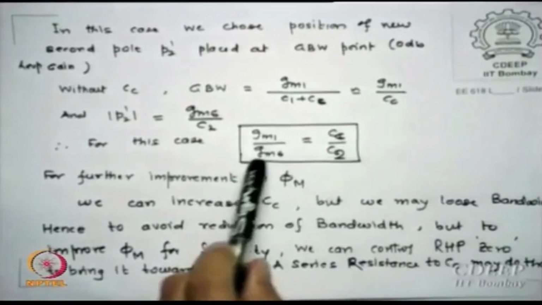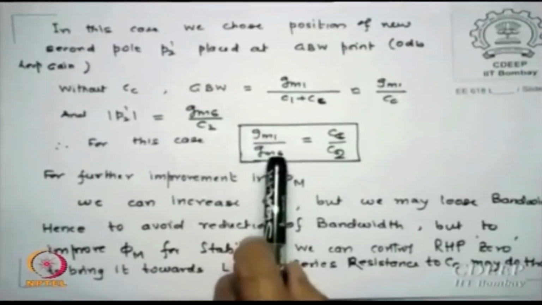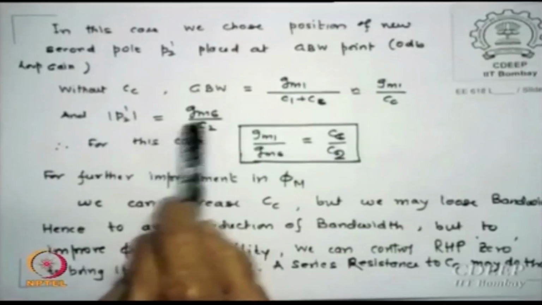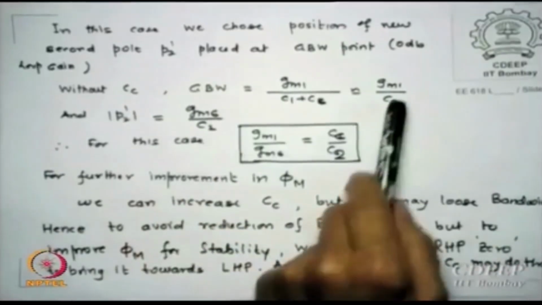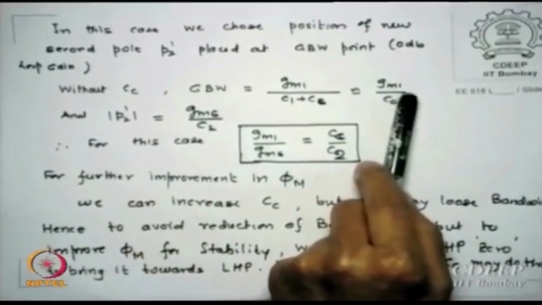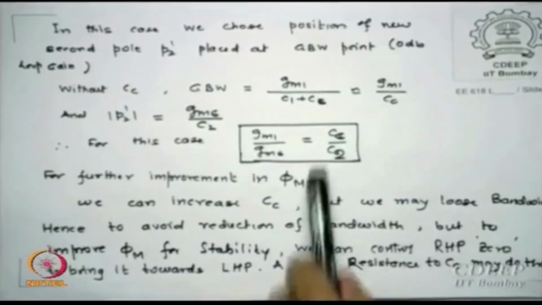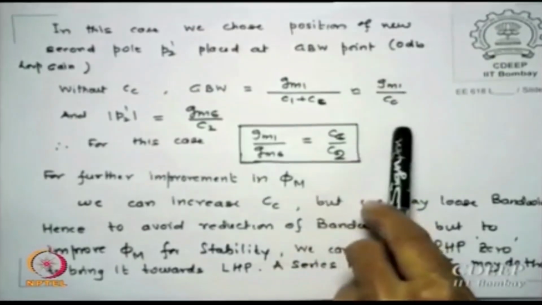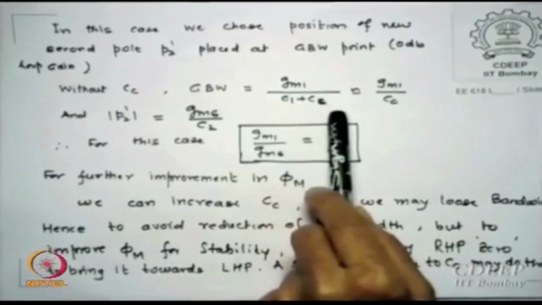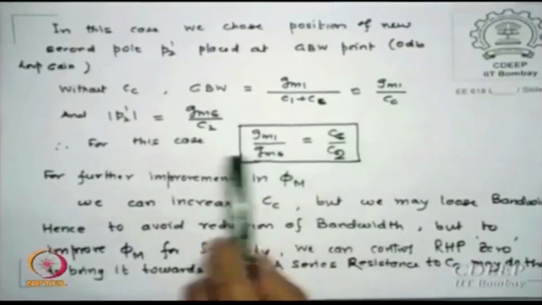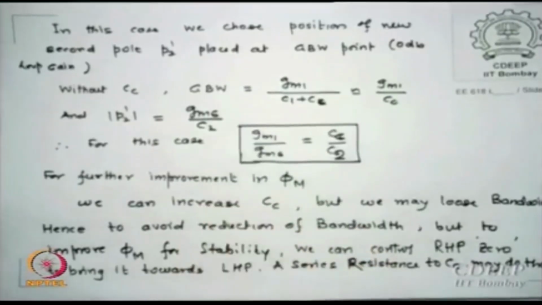Is that correct? Right now the corner case is that gm1 by CC must be equal to gm6 by C2. Please remember the gain bandwidth has to do with the diff amp drivers, gm1 or gm2, they are equal. So gm1 by CC is the gain bandwidth, actually it is C1 plus CC, but CC is larger than C1, so gm by CC. So the ratio of CC to C2 is the ratio of gm1 to gm6. Is that clear to you?